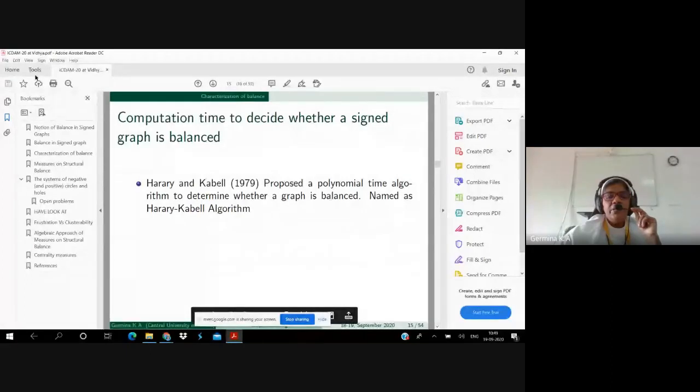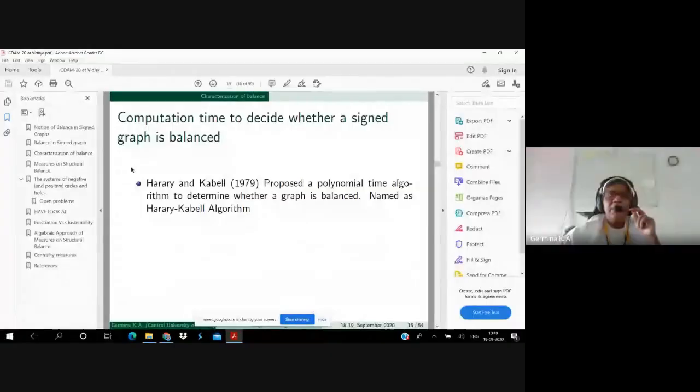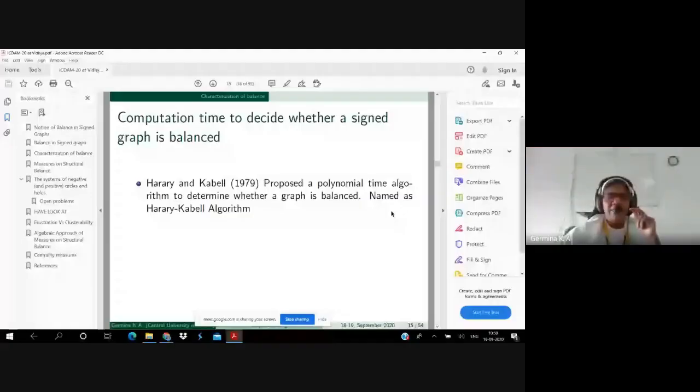Next, of course, we can say many things. We have to be very much concerned about the computation time. What is the computation time to decide whether a signed graph is balanced? Harary and Kabell in 1979 proposed a polynomial time algorithm to determine whether a graph is balanced or not, and they named it the Harary-Kabell algorithm.